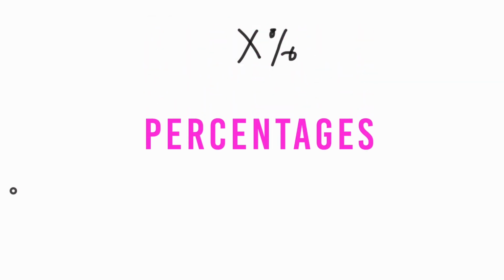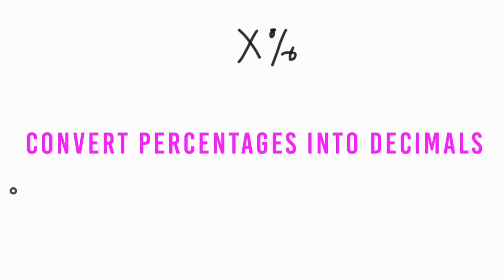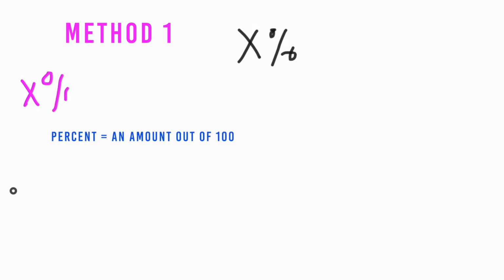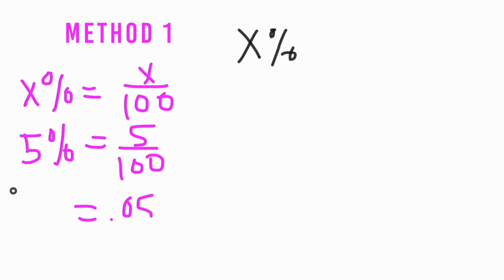Let's talk about percentages. A percentage is a portion or a fraction of an amount that can be considered whole. There are a couple ways to convert percentages into a numerical form so that you can use it in your calculation. So technically, X percent is actually equal to X over 100. So for example, if you take 5%, 5% is actually 5 over 100, and this is actually equal to 0.05.